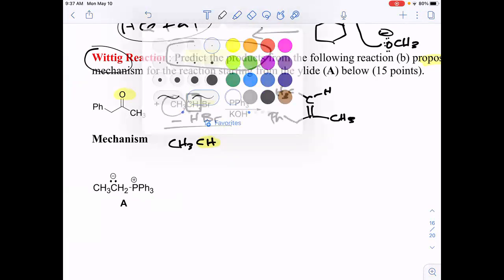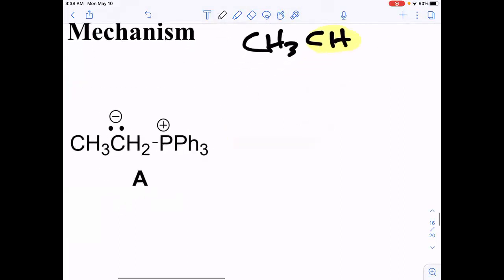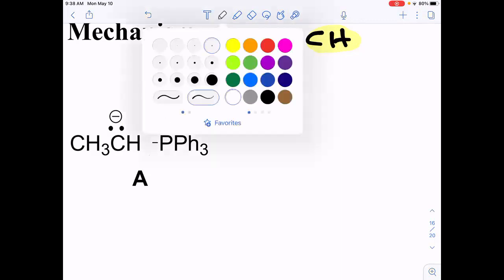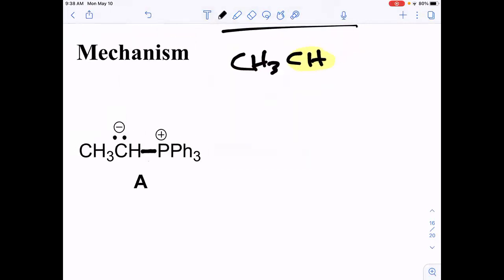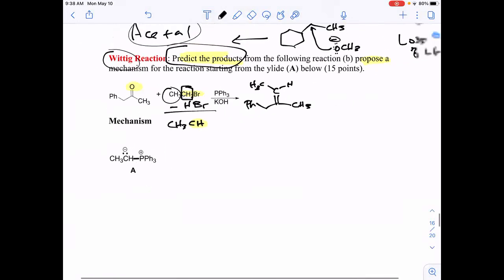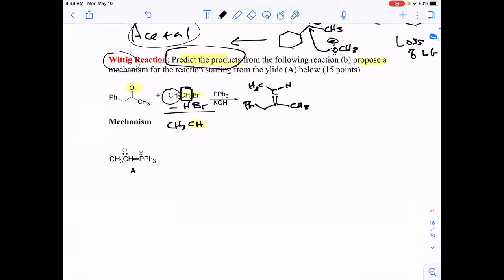You can see right away in the ylid that that's the carbon where your negative charge is going to be. I thought I fixed that in this handout. Maybe it was in another handout. Thank God for technology. All right. So the ylid we already made. That's just reacting the alkyl halide with the triphenylphosphine and then using KOH to pull off one of those protons. So for the mechanism, we can start at the ylid plus the ketone.